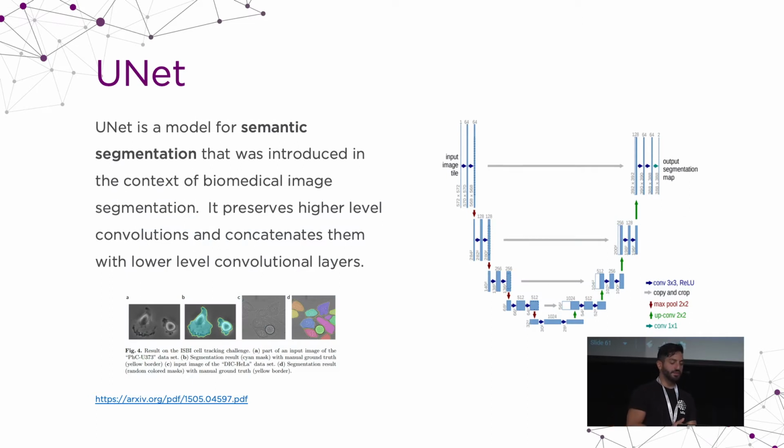UNet is another model. This one is for semantic segmentation. It's a lot easier to implement than Mask RCNN, and has some very interesting ideas as well. It was introduced in the context of biomedical image segmentation, to figure out where cells can be found in specific slices of some kind of tissue. There was a cell tracking challenge. What it does is find a way to preserve the higher-level convolutions and add them to the lower-level features that we get as we go down.